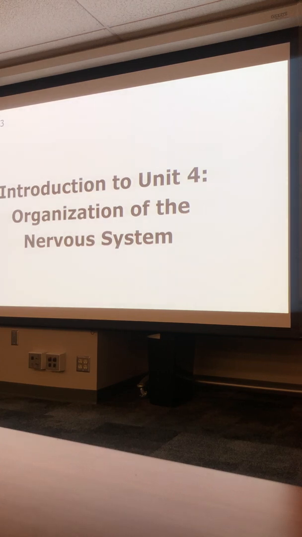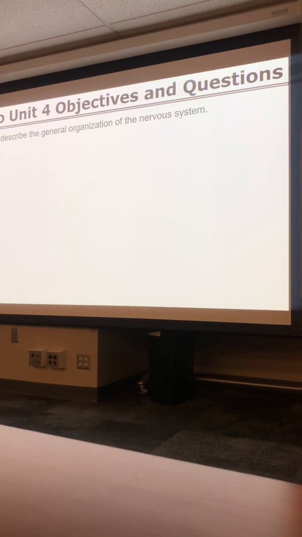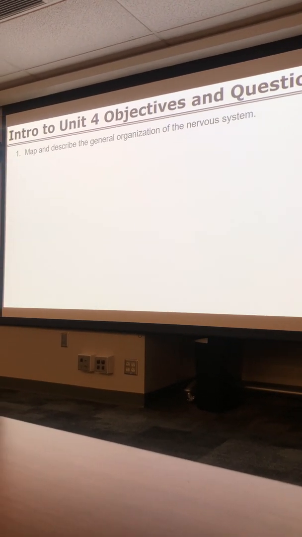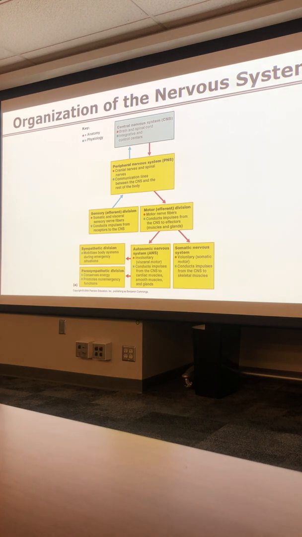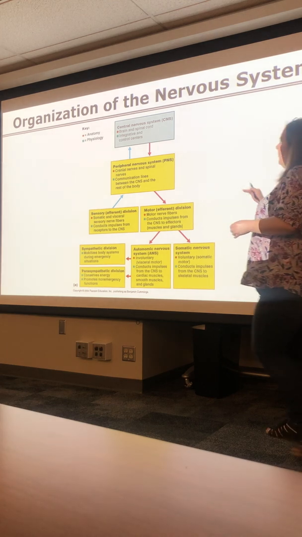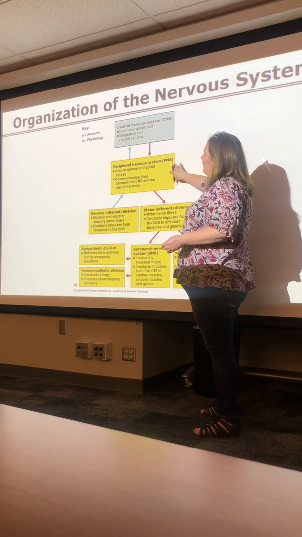I'll start with the organization of the nervous system, just to give you a jumping off point. This is the objective or question to keep in mind as you go through this content: we're looking at the organization of the nervous system. The nervous system can be broken up into two parts: the central nervous system and the peripheral nervous system.